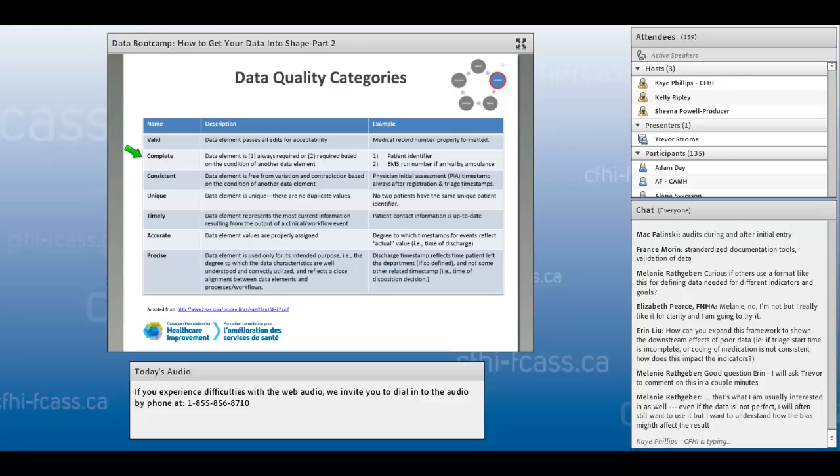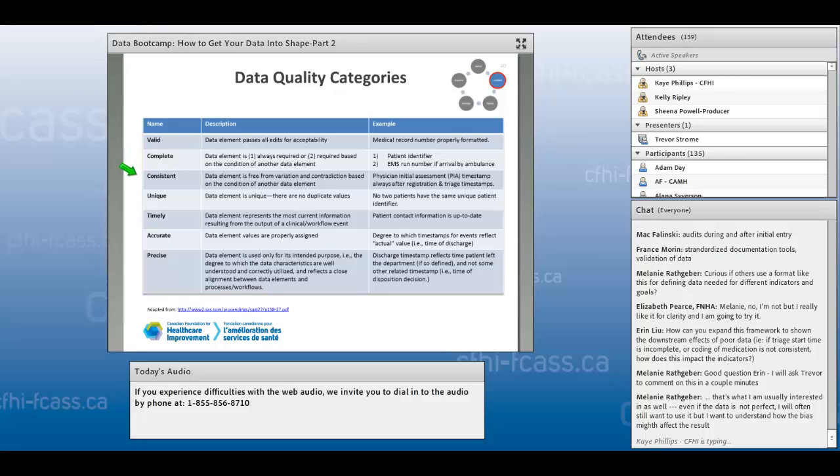Another category that we can use for measuring our data quality is completeness. Aspects of this are that the data element is, number one, always required, or number two, required based on the condition of another data element. An example of always being required would be a patient identifier, since we always need to identify which record a patient belongs with. Whereas an ambulance EMS run number will only be required if the patient has arrived by ambulance.